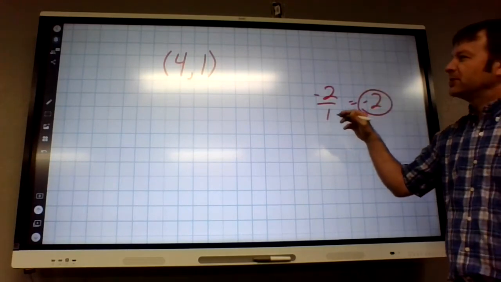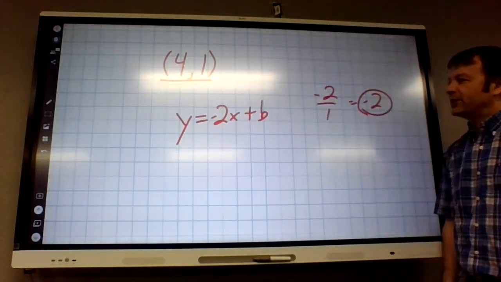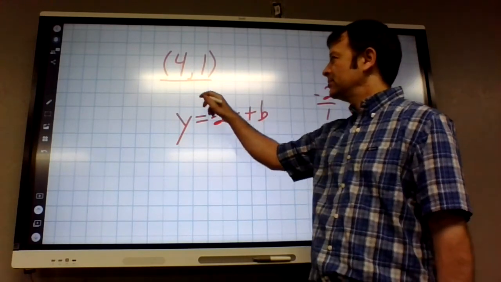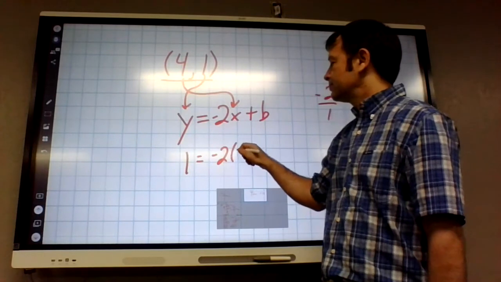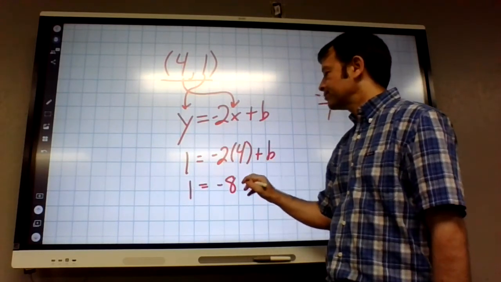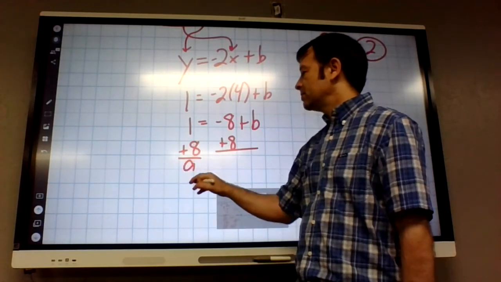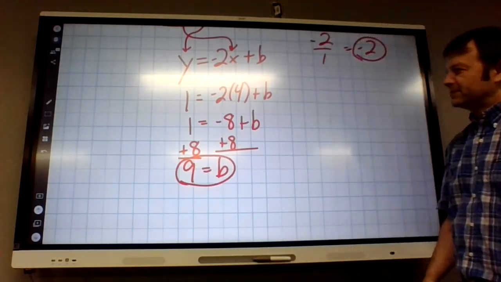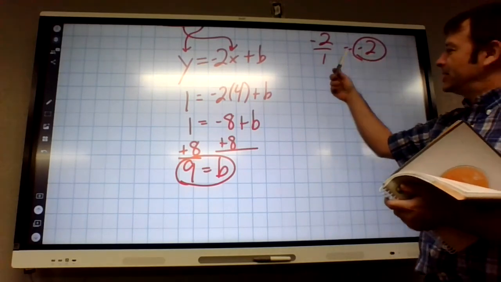So we're going to use that slope and this point. We've got the slope, right? We need to find the b value, though. How do I find the b value? Put in the x and y to help me find it. All right, so the slope is negative 2, and the b value is 9.